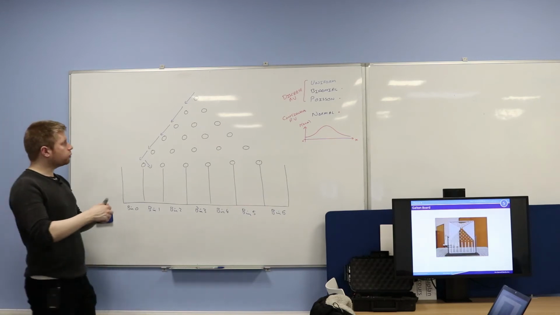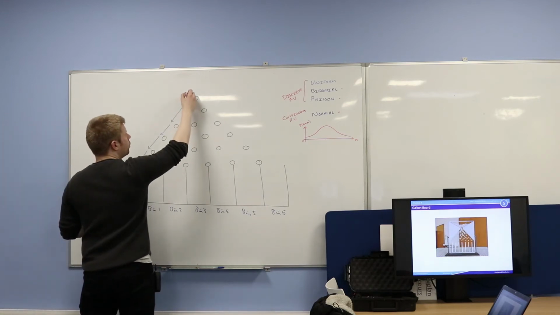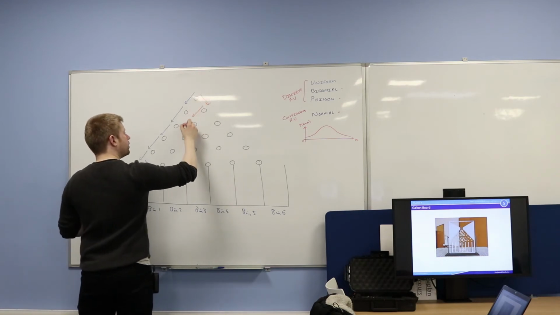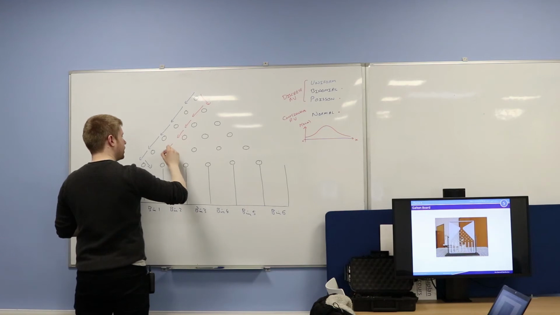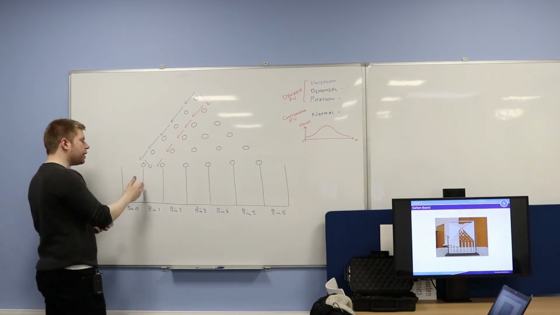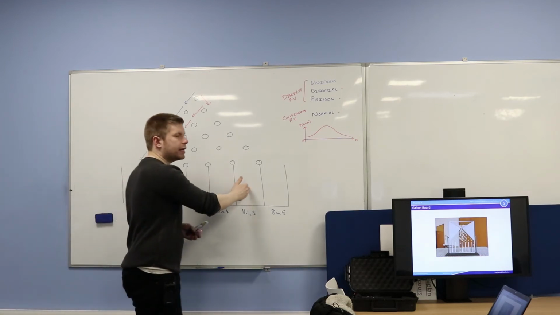Another possible path that we could take would be to go, well, let's see, right, then left, then left, then left, then left, then left. That would be another possible path. Does that make sense?